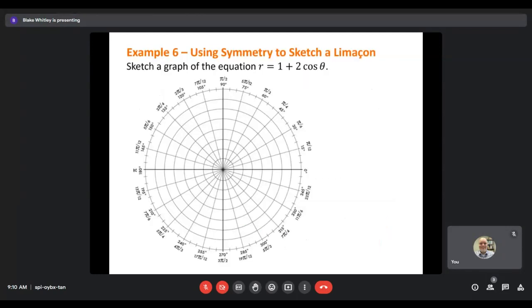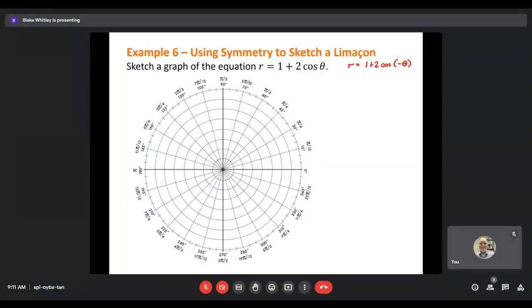All right, so last example from this section, we want to sketch a graph of the equation r equals 1 plus 2 cosine theta. And I'm going to do the same thing I did before, but this time, because we know about symmetry now, I'm going to test and see if maybe we have some type of symmetry. I'm going to start with the easiest one to check for, which is just replacing theta with negative theta. So I'm going to write this as r equals 1 plus 2 cosine of negative theta.